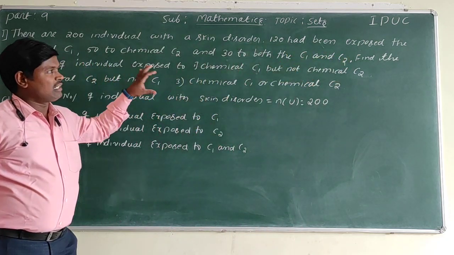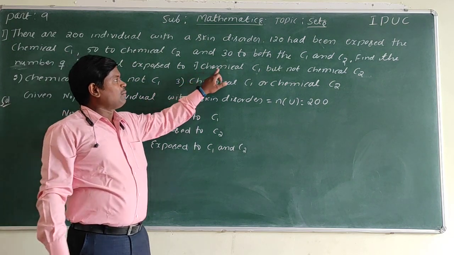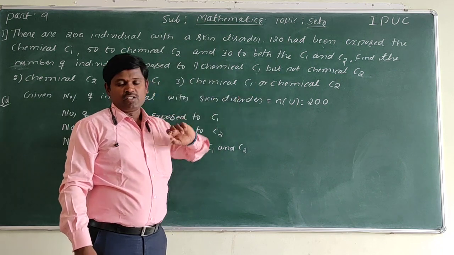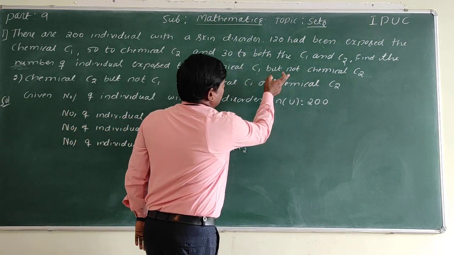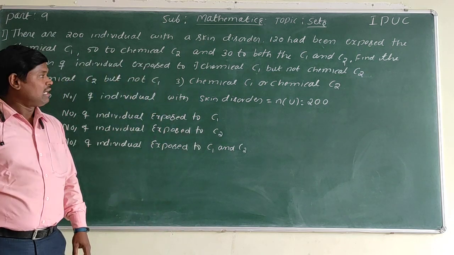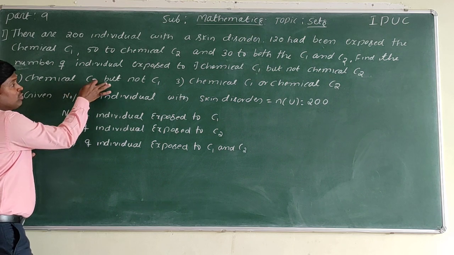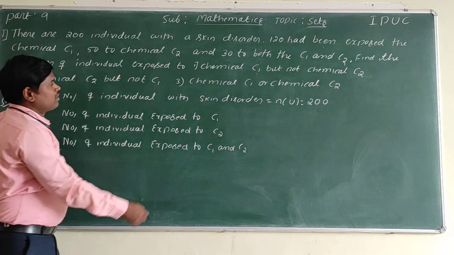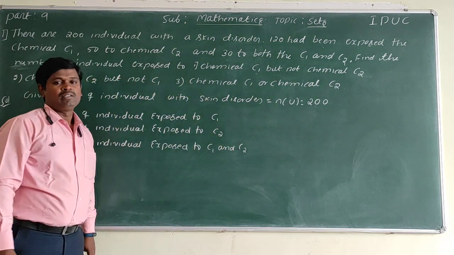So by using the given data, we need to find the number of individuals exposed to the chemical C1 but not chemical C2. The second one is the number of individuals exposed to chemical C2 but not C1. And the number of individuals exposed to C1 or chemical C2.